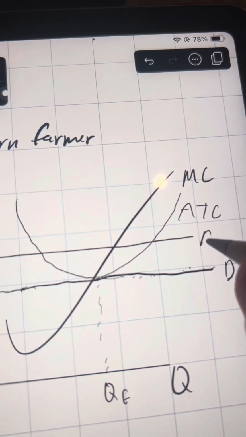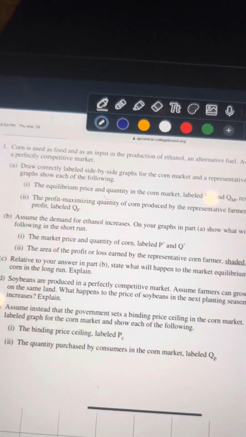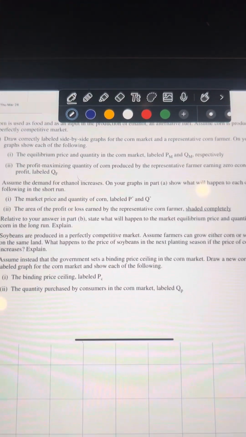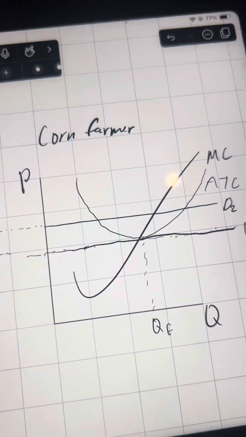Label that as D2 because that's our second demand. Let's see if it lines up. It doesn't exactly tell us how to label our demand curve, so we could just label it as D2 and D1 for our convenience.